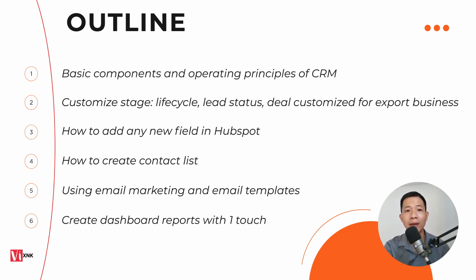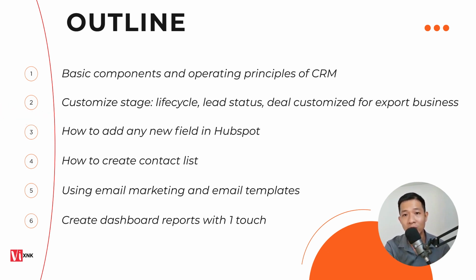The second part is about customizing the stages. These stages refer to the different phases according to or tailored to your export business. The third module we'll cover is how to create any kind of view in HubSpot. This means that later on, if you want to group those reports by, for example, product categories or by new versus returning customers in HubSpot, you can easily organize them.